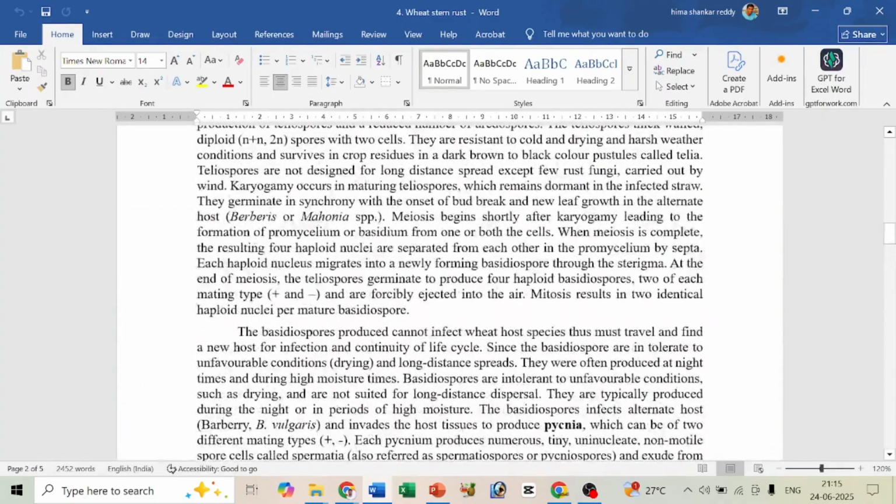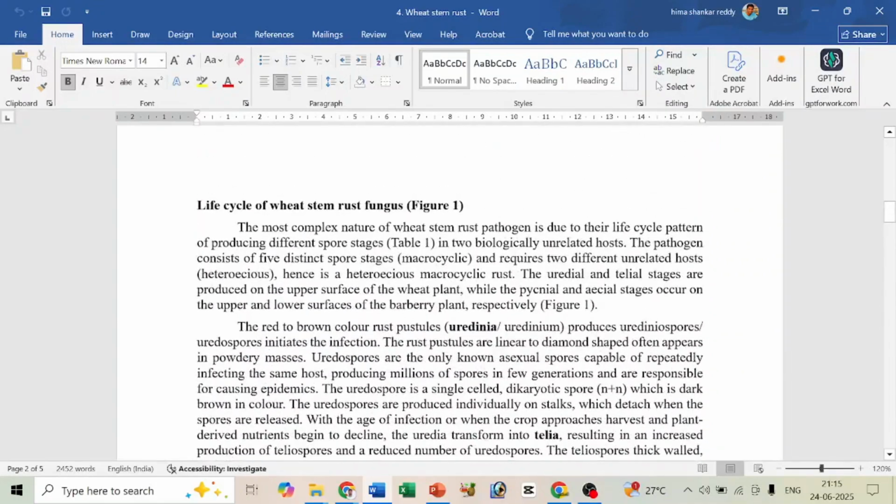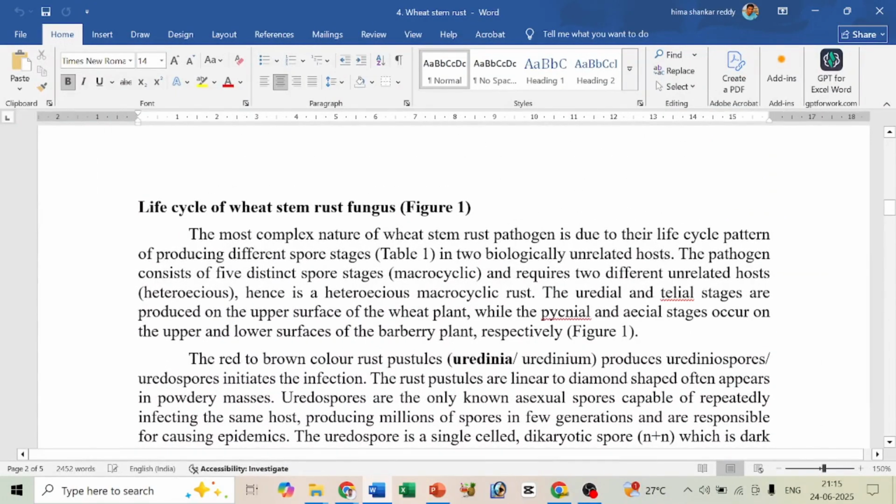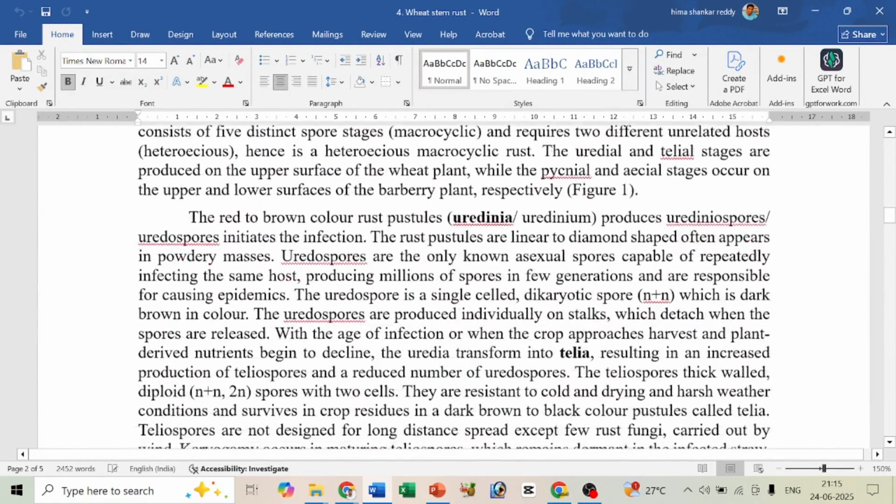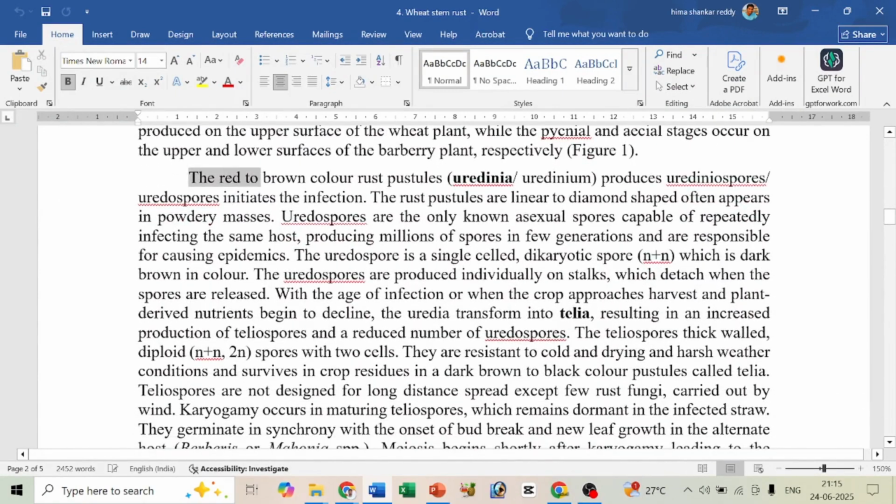Here I have tried to mention how the most complex nature of the wheat stem rust pathogen is due to its life cycle. The red to brown color rust pustules, uredia or uredinium, produce urediniospores. Wherever you see it, the life cycle always starts at one point, because wherever you start, you keep on rotating and finishing at the same point. So I am starting here with urediniospores, because in India the infection is caused by urediniospores because of our environmental conditions.